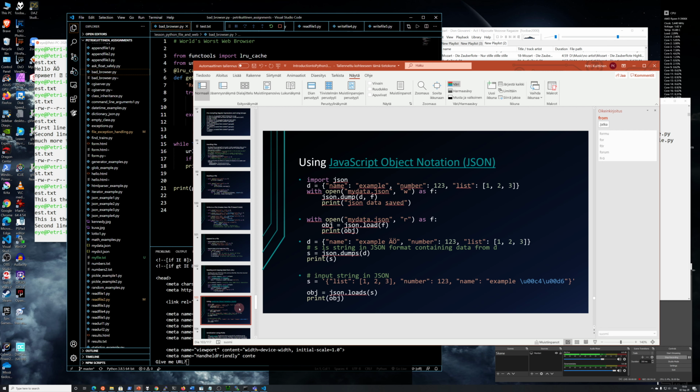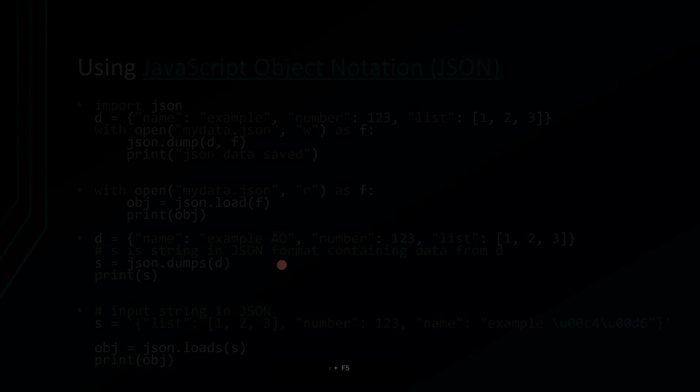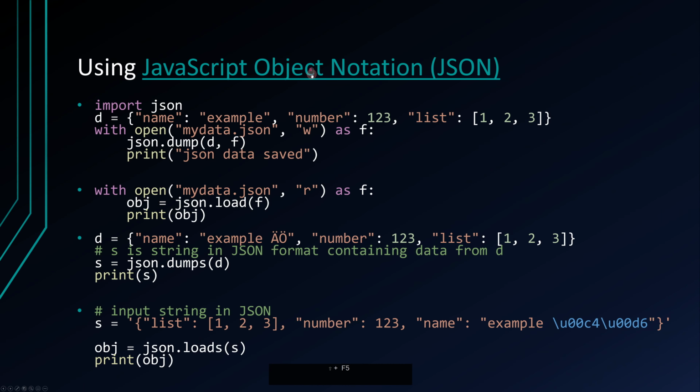A few things still more. One of the things I want to talk about is JSON, which is short for JavaScript Object Notation, and how to use it in Python, and then Pickle. Let's first go to JSON.